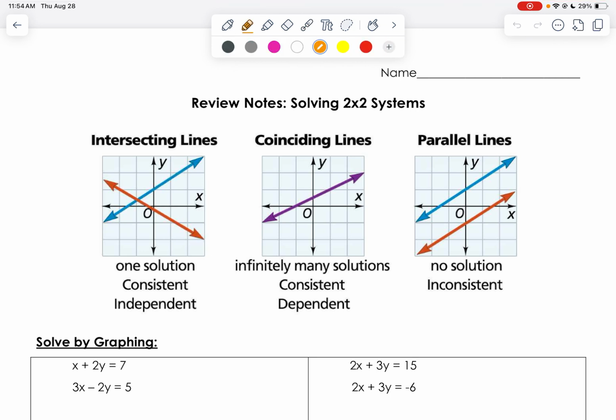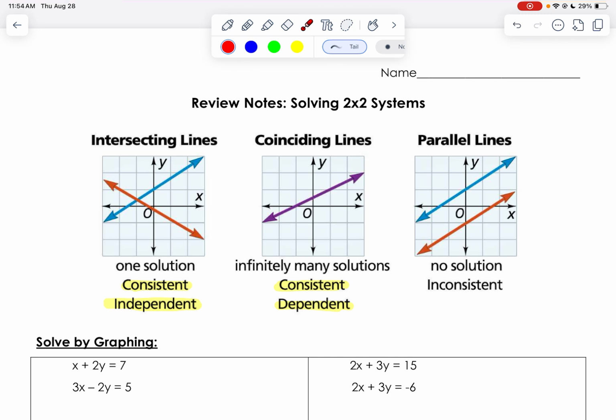It's also known as an independent system. Independent meaning that there's one solution. So we call these systems consistent independent. Now, if you get coinciding lines, that means that when you graph, you get the same line twice. That's what's known as consistent dependent. And because everything matches up, your solution would be infinitely many solutions.